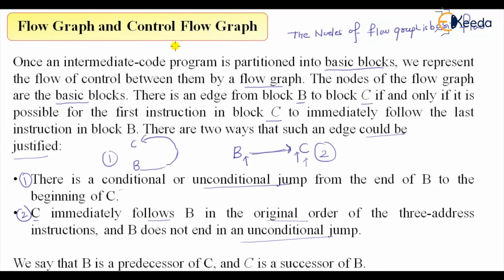Before that we have already seen the concept of leaders. So we have already seen how to create a basic block, and the nodes of the flow graph will be the basic blocks. We also know the predecessor and successor relationship between basic blocks. So now we are ready to construct this flow graph or control flow graph from three address instructions.